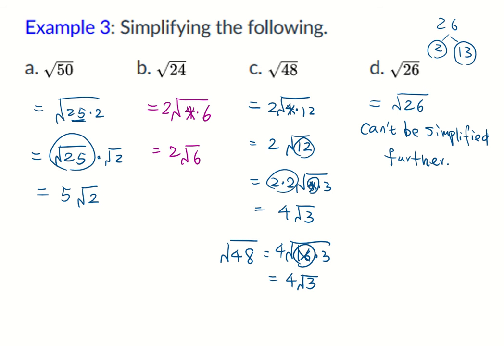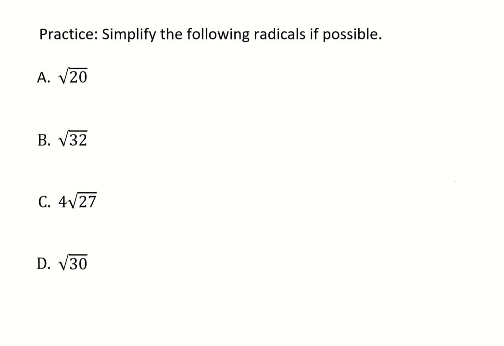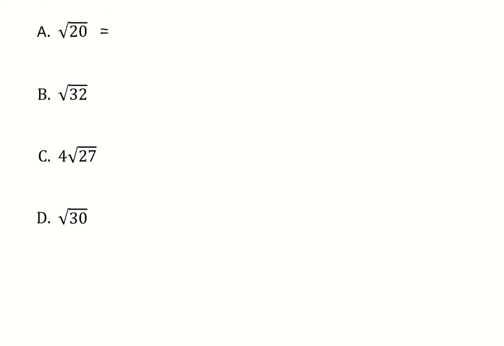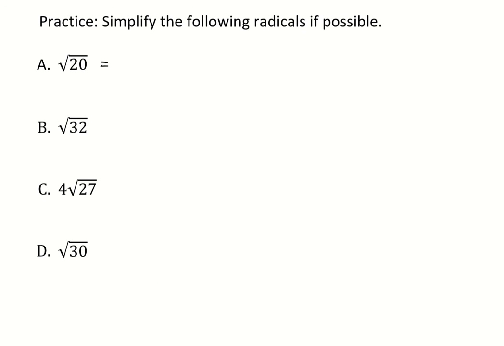Or it's already simplified. Now pause the video and work on these 4 problems. When you're done, click play and check the answers. Here are the answers. A, square root of 20. Since 20 can be factored as 4 times 5, this 4 can come out as a 2, so the answer is 2 square root of 5.